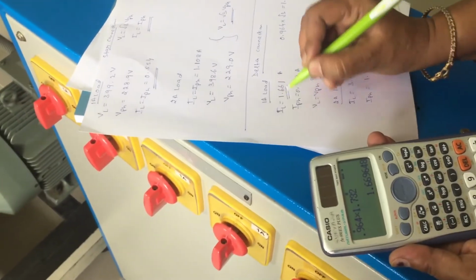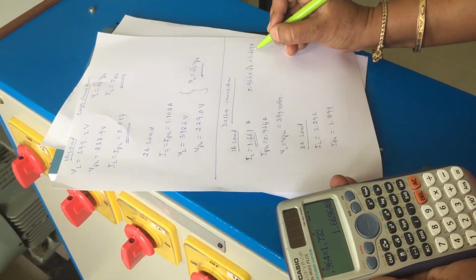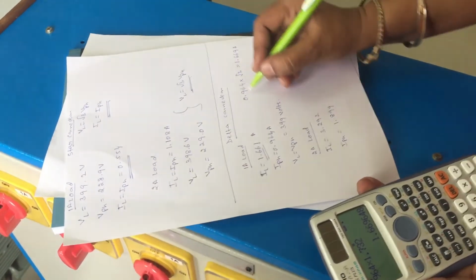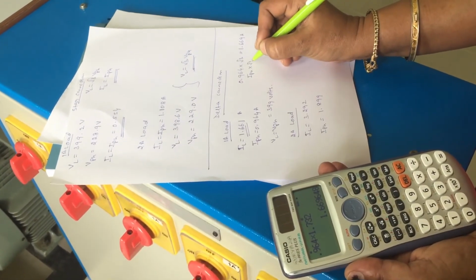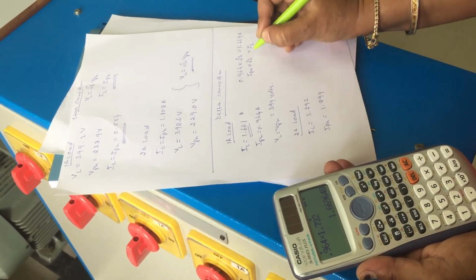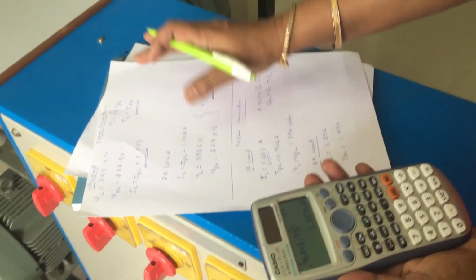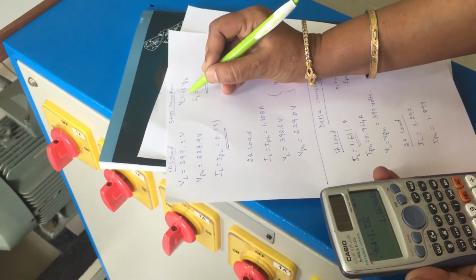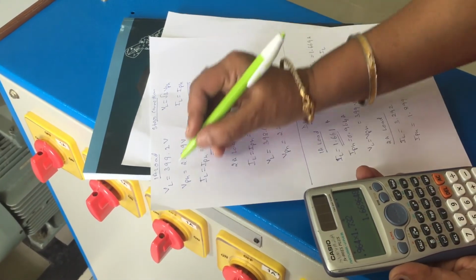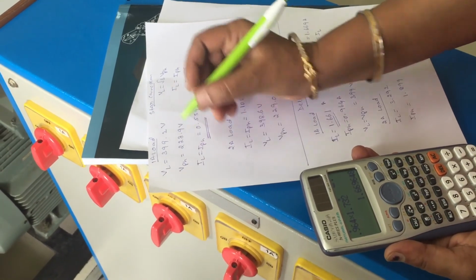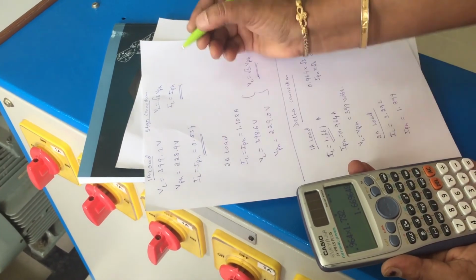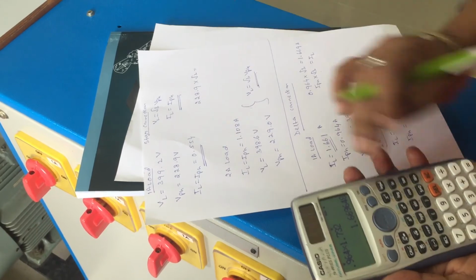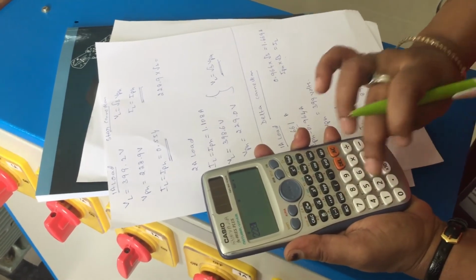Now I will do the calculation of VL and V phase in case of star. In 1 ampere load, I have got VL is equal to 399.2 volts and V phase is equal to 228.9 volts. Now 228.9 multiplied by root 3, that is 228.9 multiplied by 1.732, the value of root 3. You are going to get 396.45 volts. This is almost equal to VL is equal to 399.2 volts. So in case of star, we have verified VL is equal to root 3 V phase.